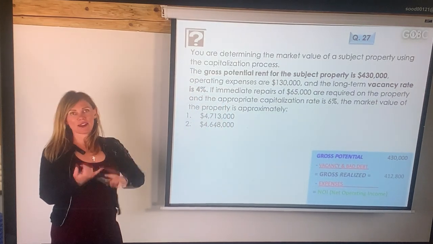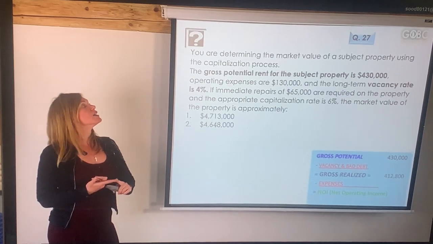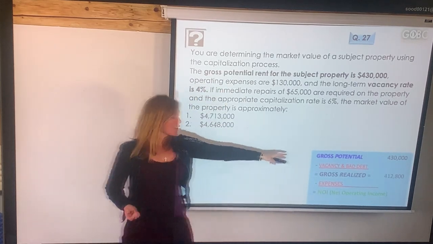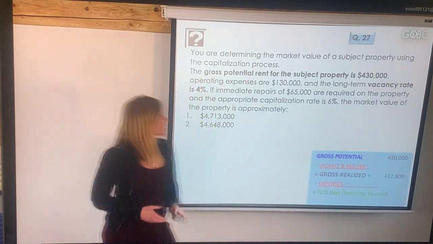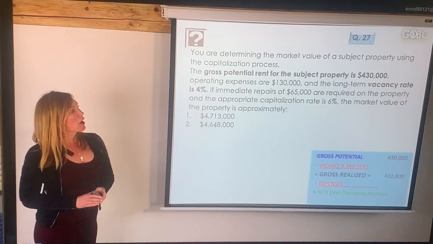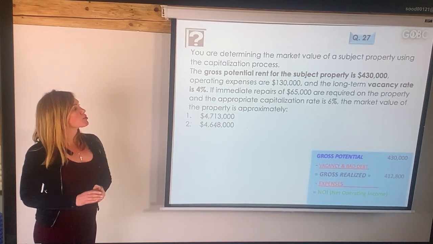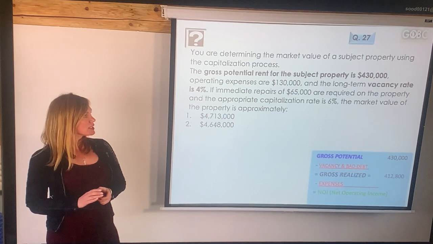So far we have vacancy, we have the expenses. Do we have to have both of them? Yes, we do, because it's a potential revenue. In order for you to get to the NOI, you need to minus the vacancy first, and then you have to minus the expenses, and that will take you to that NOI, okay? They say the immediate repairs required on the property are $65,000, and the appropriate capitalization rate will be 6%. The market value of the property is.